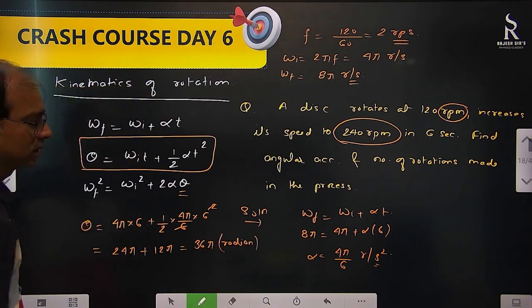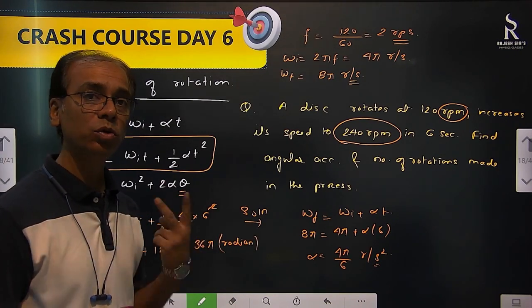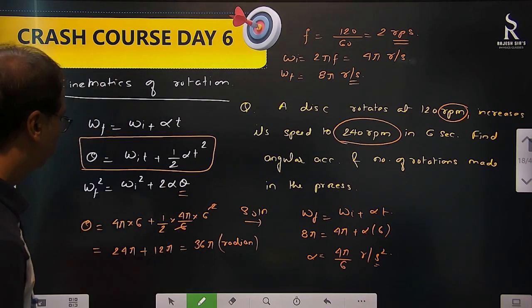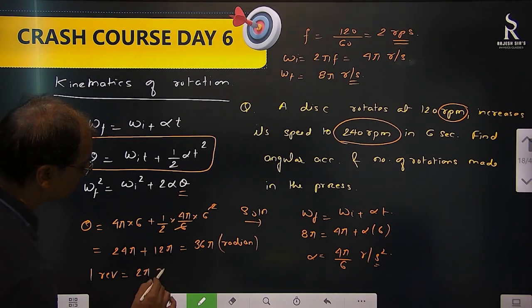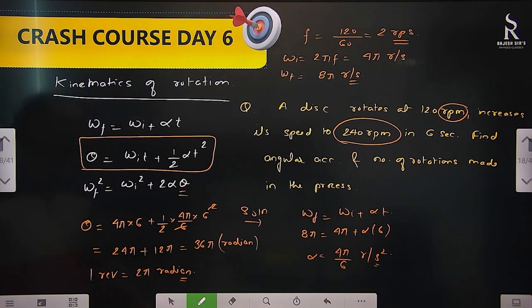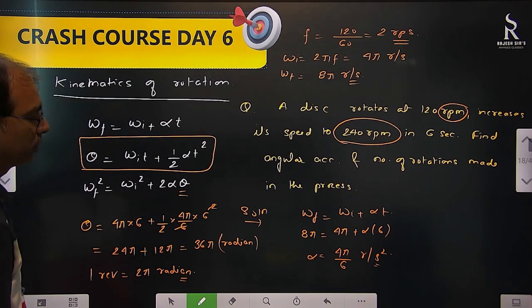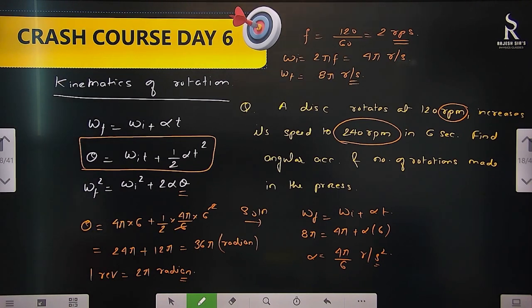The question is asking how many revolutions you made. So one revolution equal to 2 pi radian. So here how much we have turned? 36 pi. 36 pi by 2 pi. 18 revolutions we have made. Okay. So this kind of questions also you will find in rotational motion, which is based on kinematics equations.